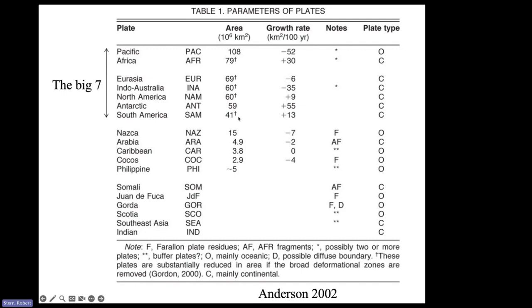And then these are sort of the medium-sized plates, Nazca, Arabia, Caribbean, Cocos, Philippine, and a lot of smaller ones here. And then some of them are growing and some of them are shrinking. The Pacific, the biggest plate, is shrinking. It's losing about 52 kilometers per 100 years because it's being subducted.